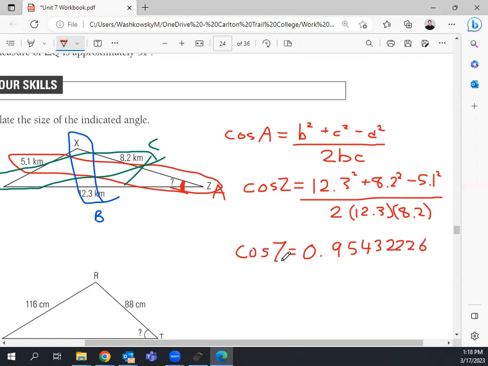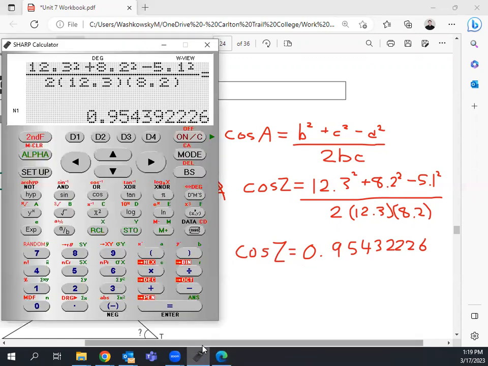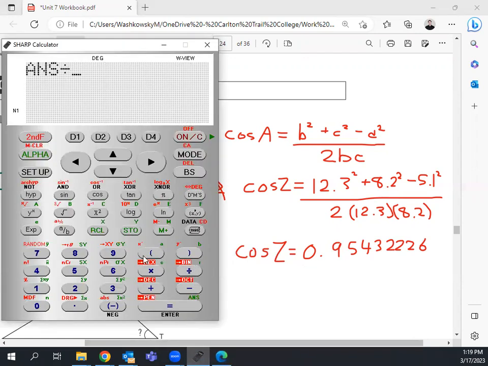Not quite, so I'm not done. Remember, right now I don't care about the cosine of Z. I care about just what angle Z is. So I need to get rid of this cosine. If you were to take this number and divide it by cosine, it breaks your calculator. So we need to use that second function cosine and then put that number in. For you guys, I'm just going to remap this out to save you some trouble. So bear with me one second while I quickly re-put this in.